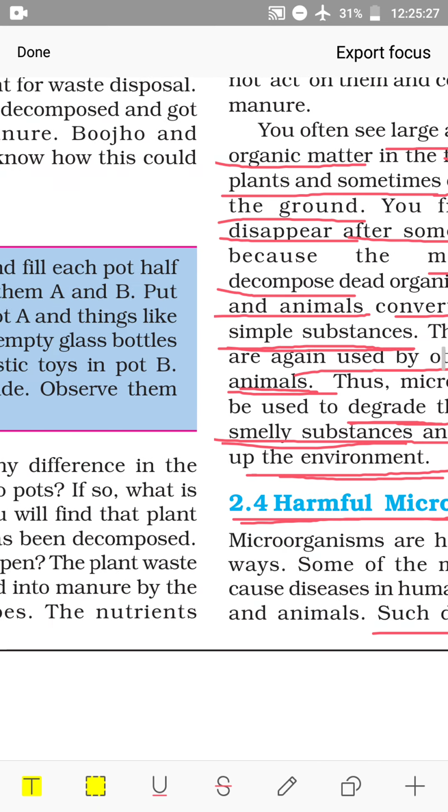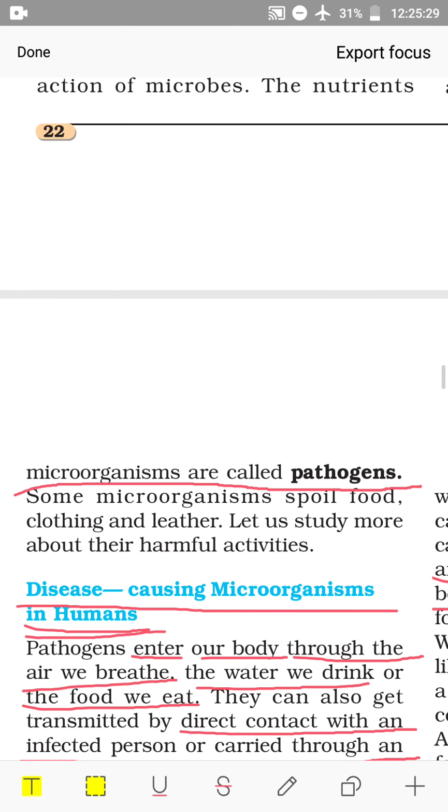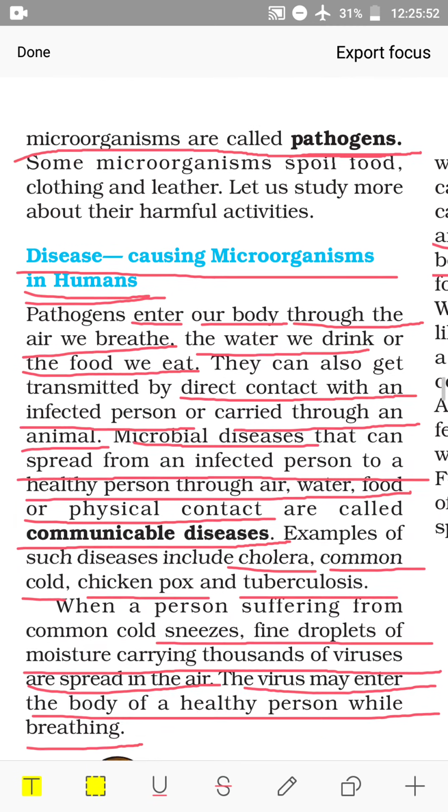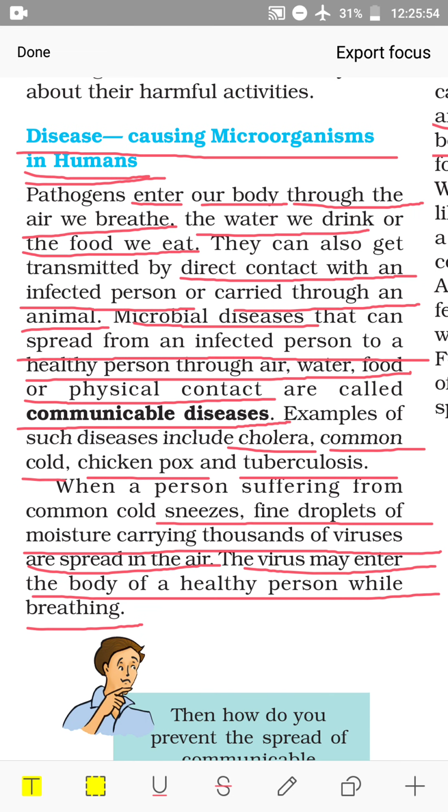So a term you get: pathogens. What are pathogens? Disease causing microorganisms are called pathogens. Some microorganisms spoil food, clothing and leather. So they may cause diseases, and also they spoil food, clothing and leather. So they may be very harmful. First we are going to discuss disease causing microorganisms in humans.